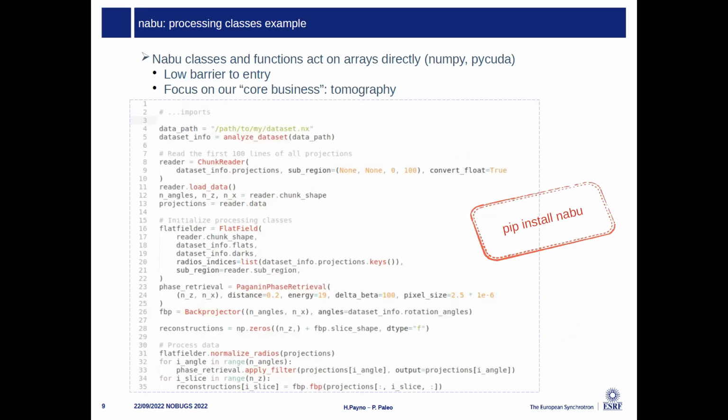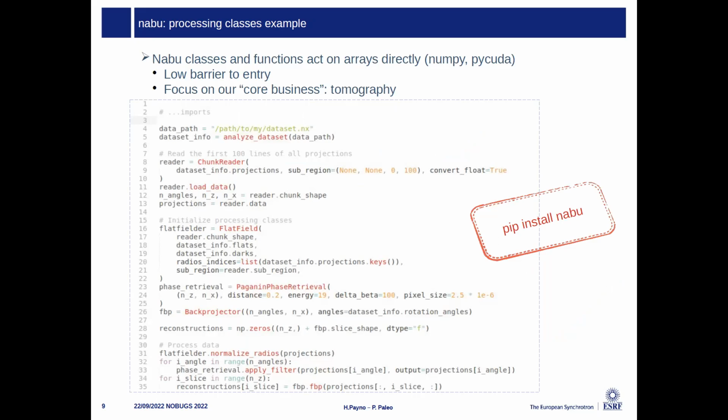Then last slide on NABU. The idea was clearly to get a low barrier to entry, because sometimes it can be complicated if you have to create intermediary classes or things like this to access the core functions. And basically, we are operating directly on NumPy arrays and PyCUDA arrays. And it's focused on the core business, which is tomography. We don't want to go around, I would say.